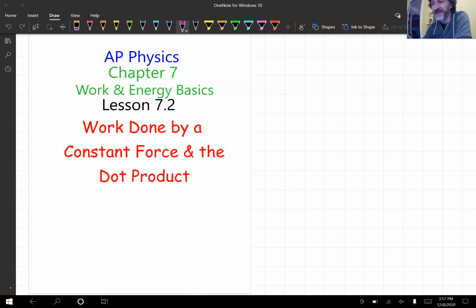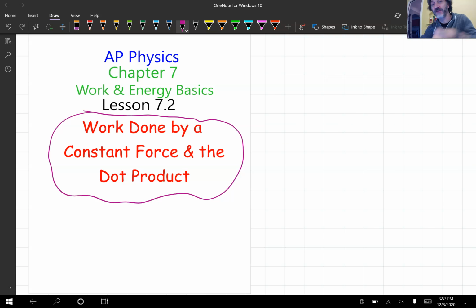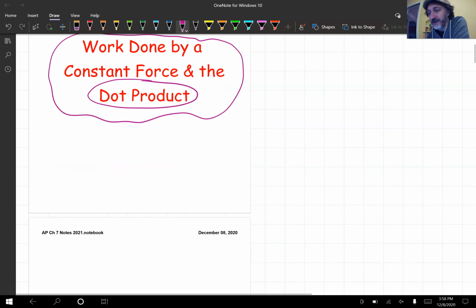So today we are going to be learning about how to calculate the work done by a constant force on an object. In doing that, it will be necessary to learn a little bit about the dot product. So I guess let's start here.